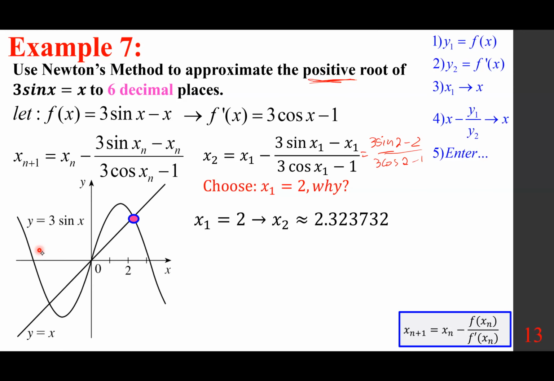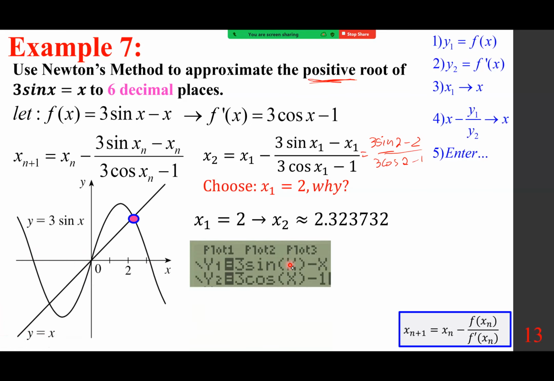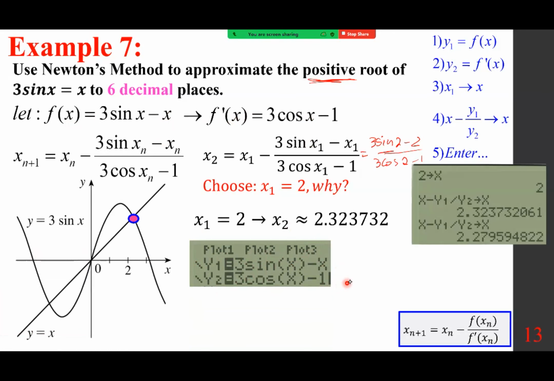Now, let's take a look at the programming that takes place. First of all, in y1, we put the function f of x, 3 sine x minus x. In y2, we put f prime, 3 cosine x minus 1. And then we put number 2 in x. That means we store it in x. Then x minus y1 over y2, over x, gives us this answer. And I just went all the way to 2. That's all, because we want 6 decimals.